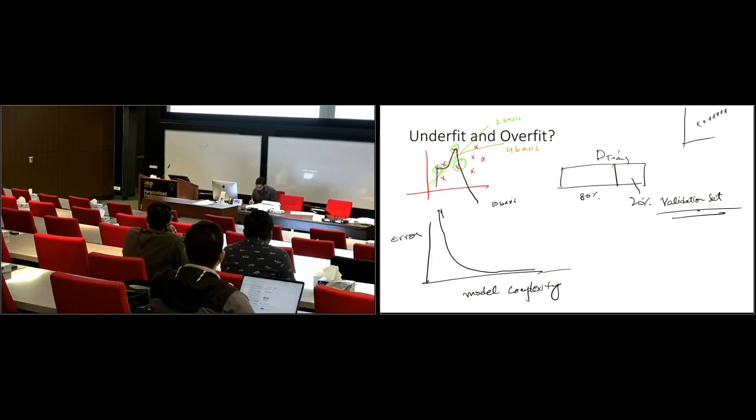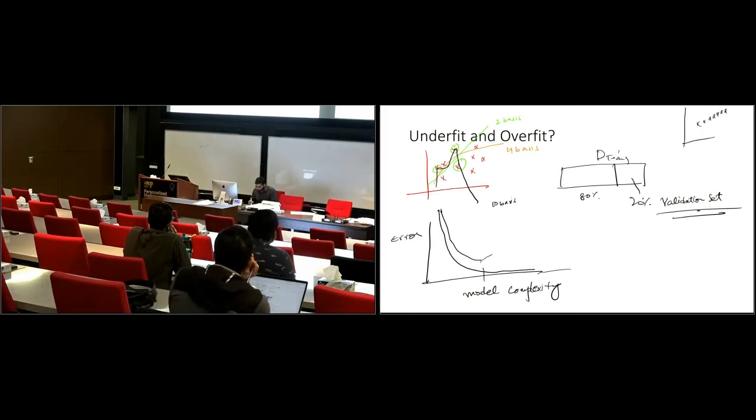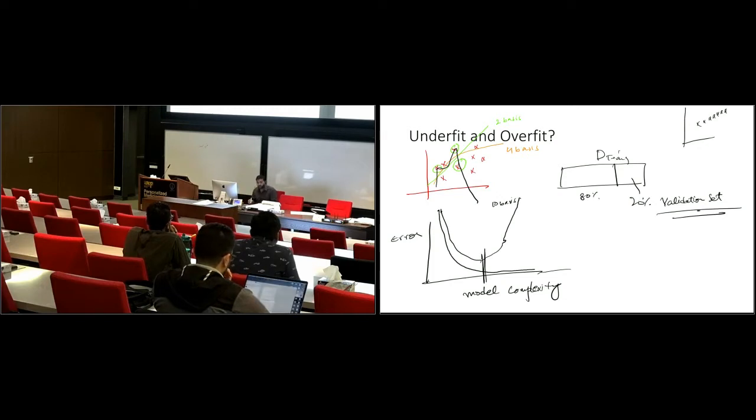It decreases until a certain point, and after that, while the training error is decreasing, the validation error would start increasing. Okay, so basically this is the point where you would like to stop. So this is like the perfect complexity for your problem.